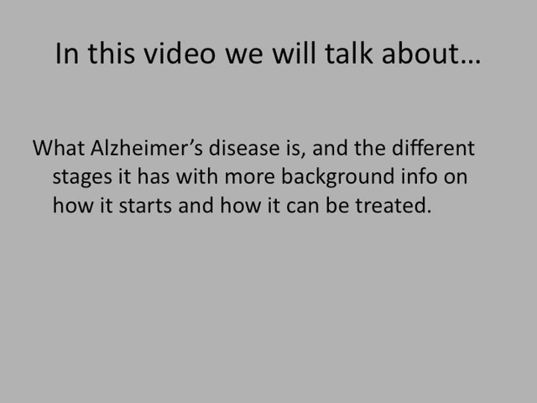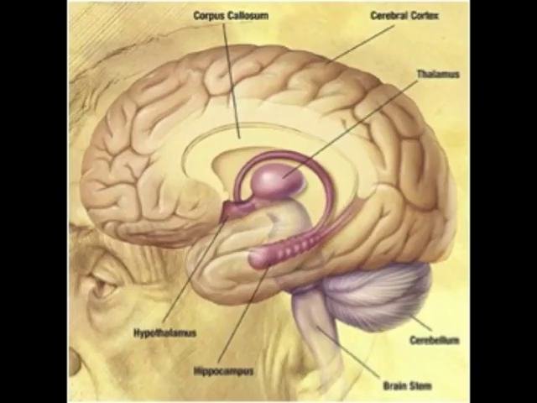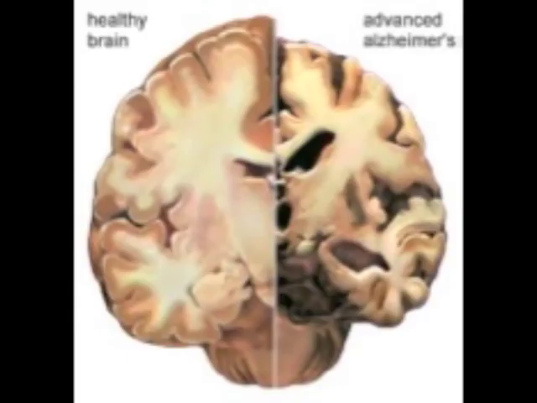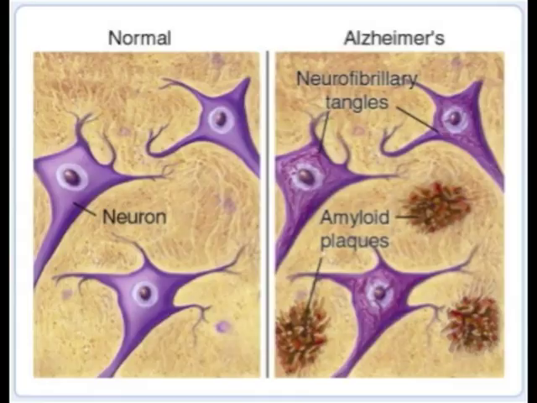In this video, we will talk about what Alzheimer's disease is and the different stages it has, with more background info on how it starts and how it can be treated. Alzheimer's disease is the most common type of dementia, which is a brain disorder that causes memory loss. This disease gradually destroys brain cells, which causes major malfunctions in the brain and in how an individual acts over time. This picture shows the difference between a healthy brain, on your left, and a brain that has advanced Alzheimer's disease, on the right.